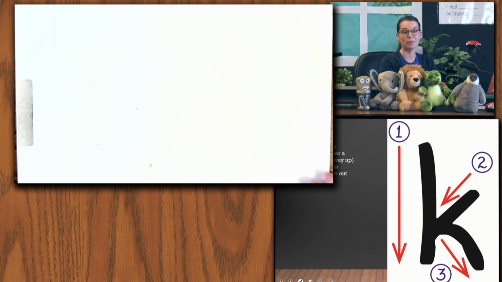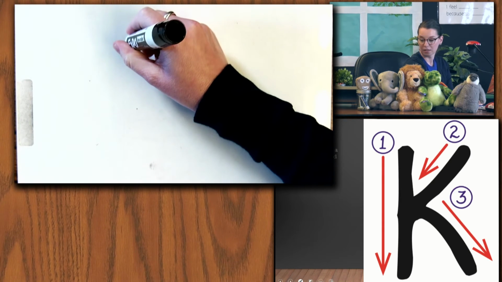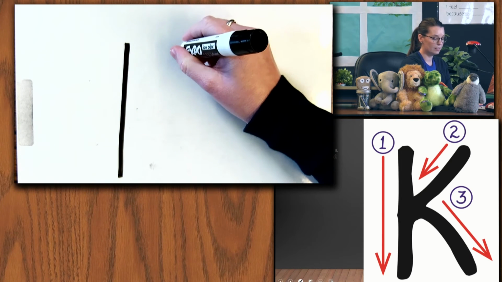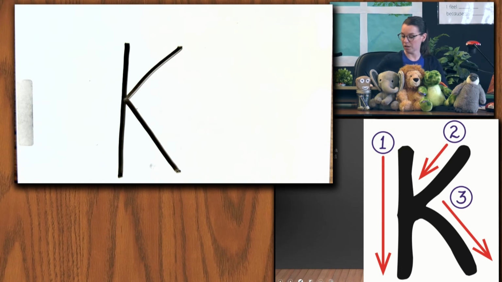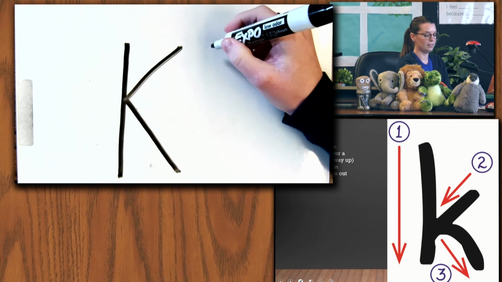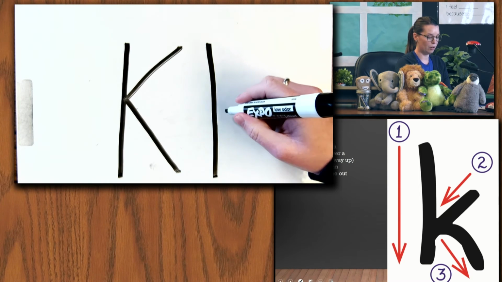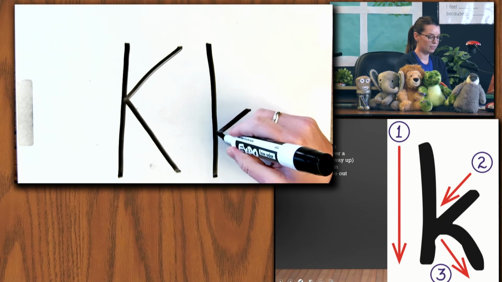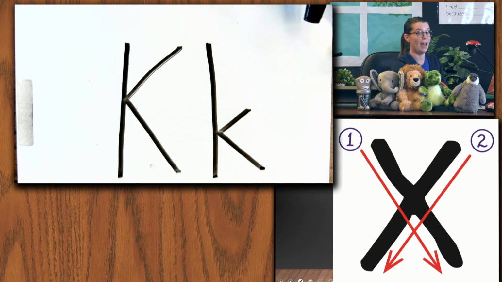All right, capital K. Pens up, line down, up and over a scooch, slanted line in, slanted line out. A lowercase k, pens up, line down, up and over a scooch, halfway up, slanted line in, slanted line out, excuse me. K. An X.